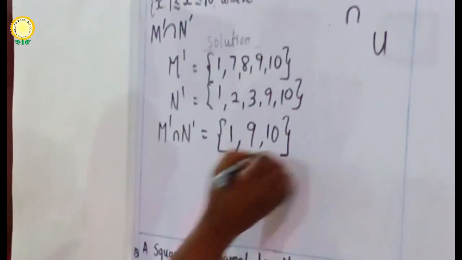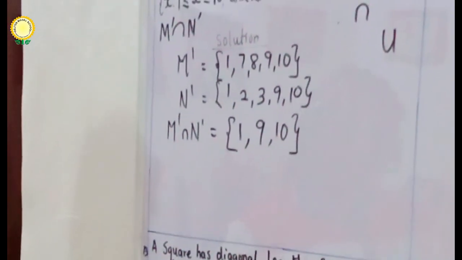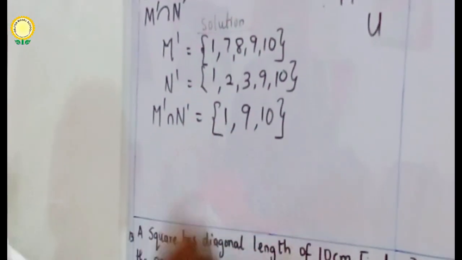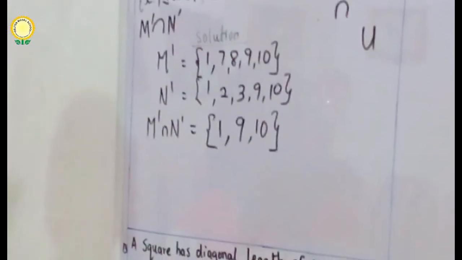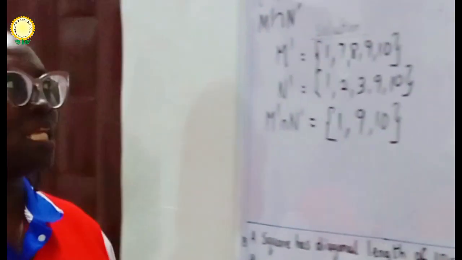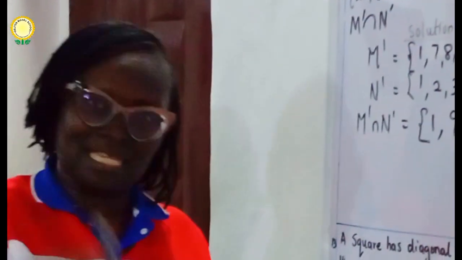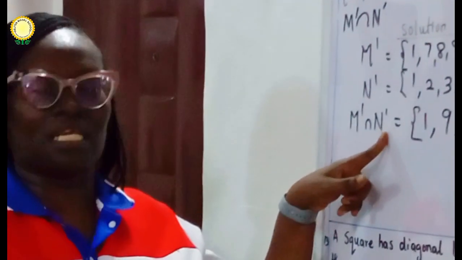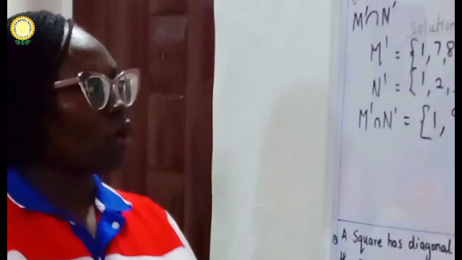10. So only 3 numbers are common to M prime and N prime. They are 1, 9, and 10. Remember, prime means complement. That means the number that is not in the set M and the number that is not in the set N. That is the meaning of complement.